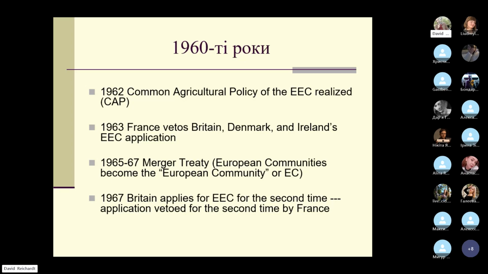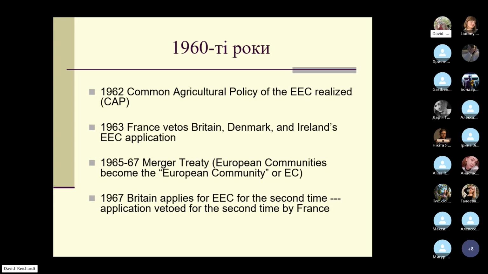Students, in 1965-67, we have a new treaty, the Merger Treaty. The Merger Treaty merges or brings together the three European communities. What are the three? Coal and Steel Community, Atomic Energy Community, and European Economic Community. Those three become one community called the European Community, or EC. That's the Merger Treaty.